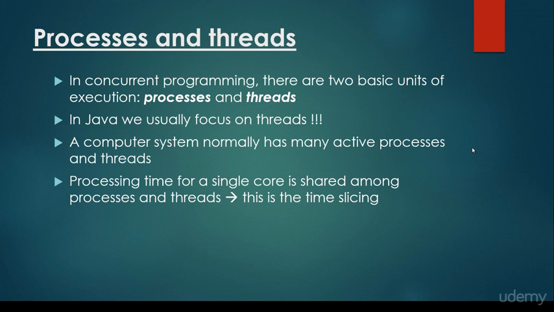A computer system normally has many active processes and threads, and processing time for a single core is shared among processes and threads. This is the so-called time sharing.